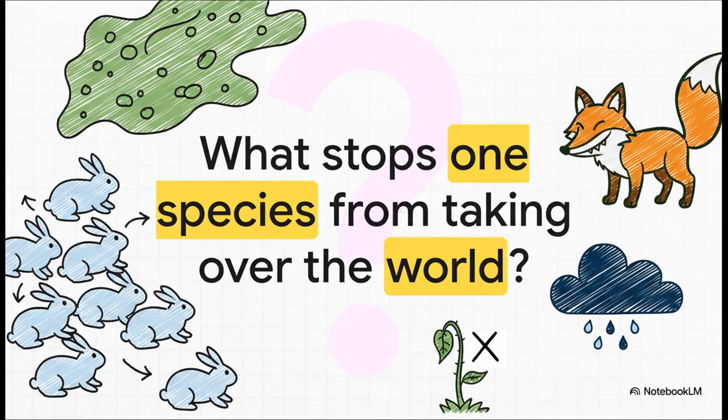Let's kick things off with a massive question that biologists have grappled with for centuries. If living things are literally designed to multiply and spread, why isn't the Earth completely overrun by just one type of animal or plant? I mean, why aren't we just swimming in a sea of rabbits right now, or suffocated by an endless blanket of algae? There are hidden forces keeping every population in check, and that's exactly what we're going to unpack.